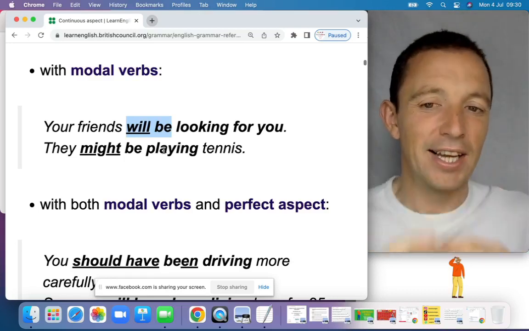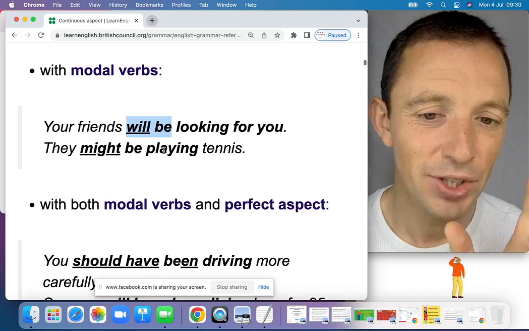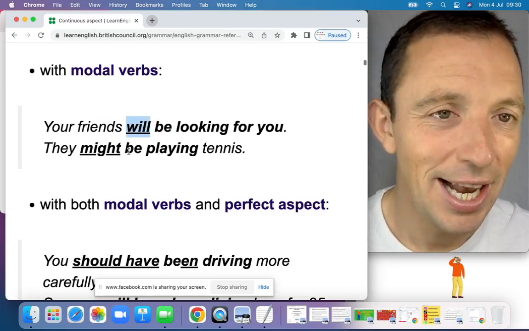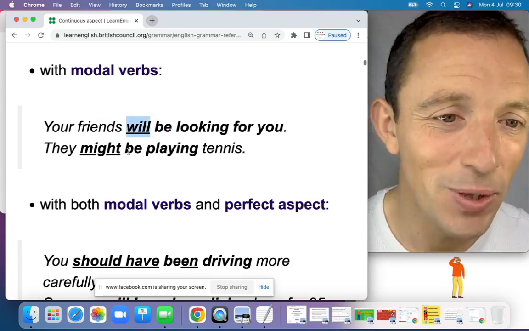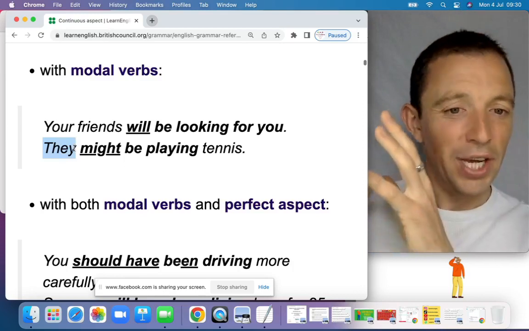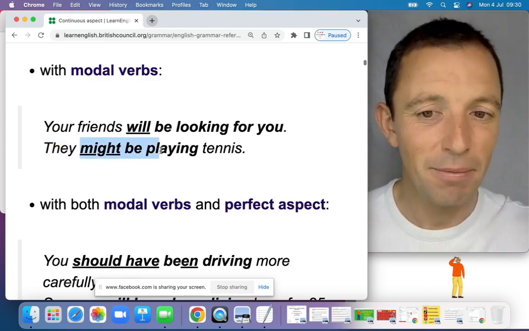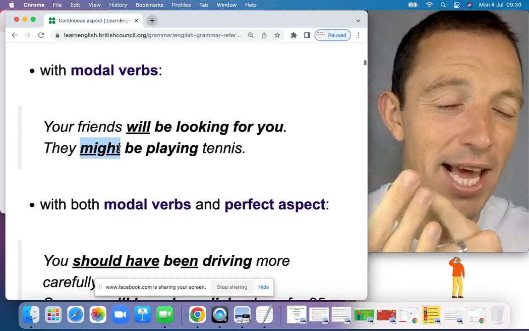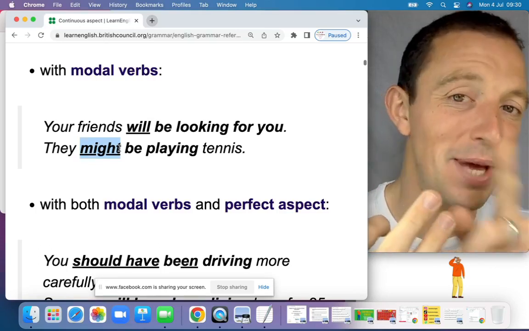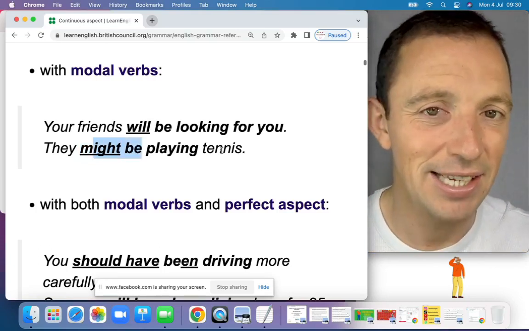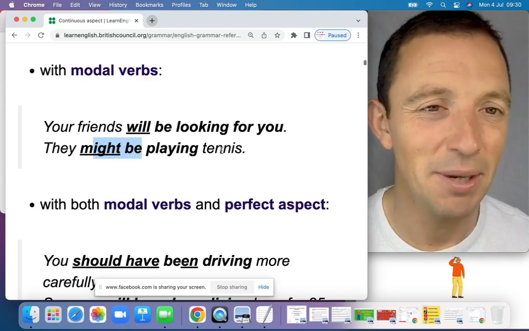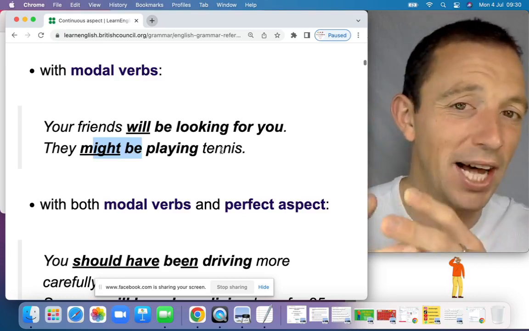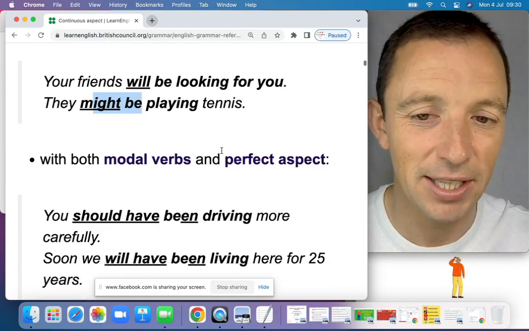This is a modal because the verb will generally is considered the future, but also a modal. So will here is the modal. Next example with the modal, they, subject, the people, they might be playing tennis. So the modal is might, which is the same as could, may. They might be, they may be, they could be playing tennis. It's a possibility. This is a possibility that they might be playing tennis. Okay, so this is the modal with the continuous aspect.